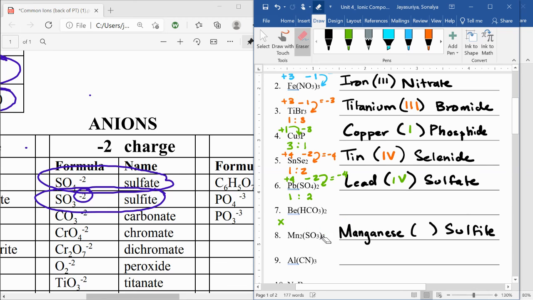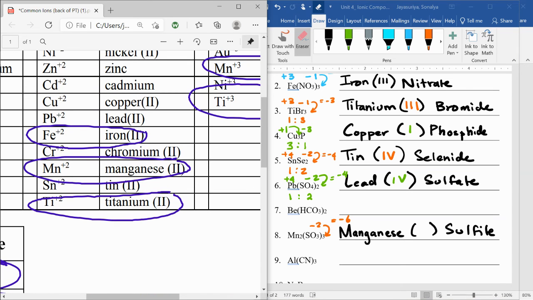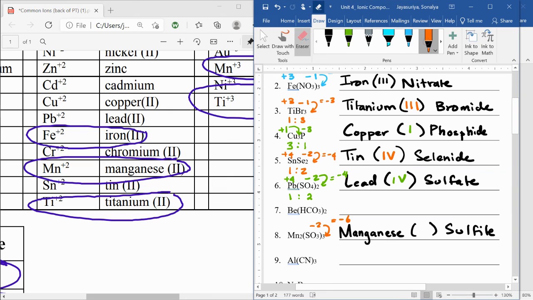I should use orange because I used green in the previous one. Negative 2 times 3 gives me negative 6. So something, x times 2 gives me plus 6. So what times 2 gives you plus 6? That's going to be a plus 3, right? There are only two possible things here. There is only manganese 2 and manganese 3. So there's a 50-50 chance it's one of them.